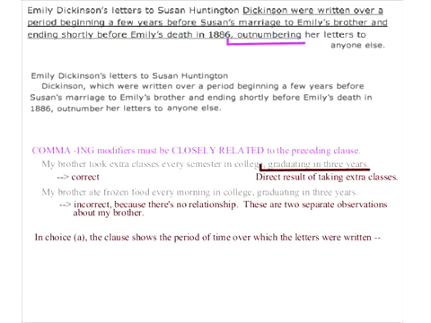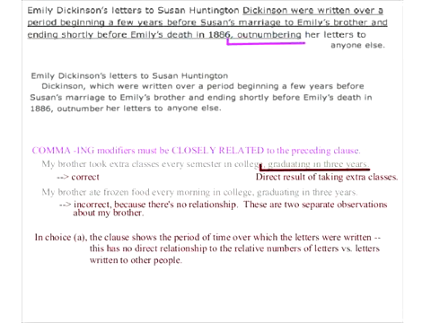So relative numbers of letters versus letters written to other people. You would have to manufacture a connection totally out of thin air. You would have to make up the fact that she wrote letters all the time during that period, and also that she didn't write letters to other people during that period. And you'd have to make up a whole bunch of facts that may or may not be true. So, not okay.